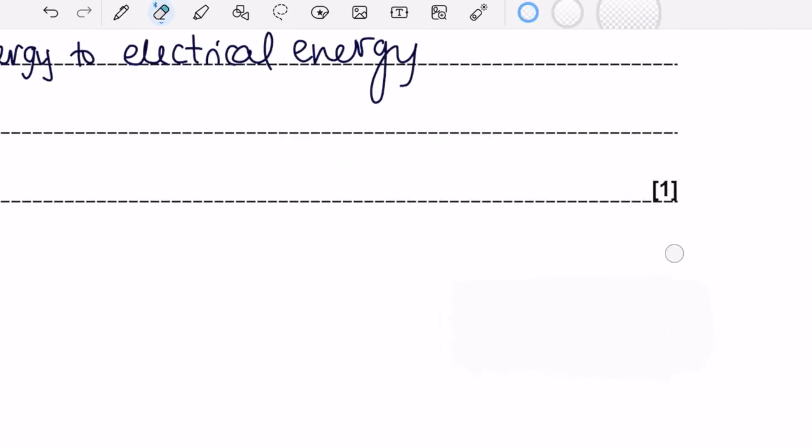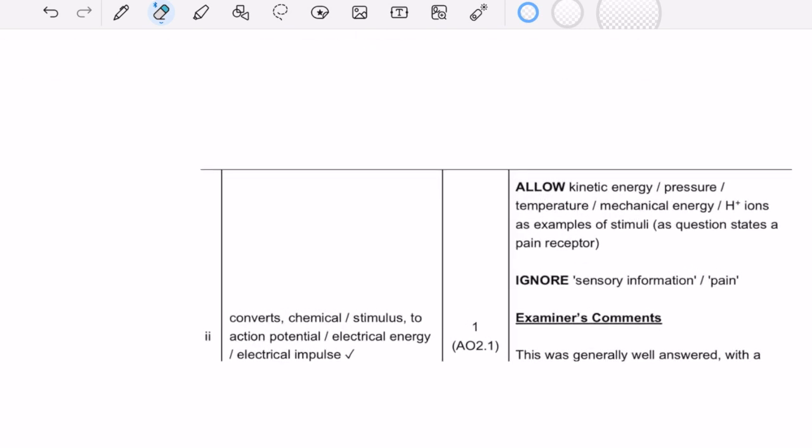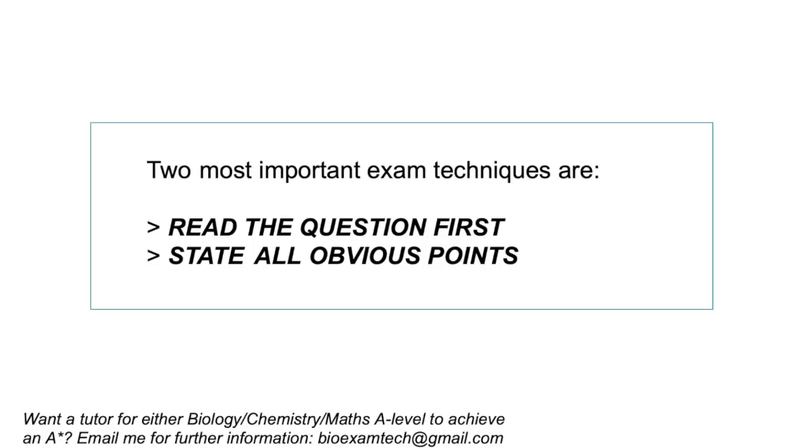Let's check. See how it didn't say in general terms what a transducer is. It was linking to the fact that it was talking about a pain receptor. So always identify what form of energy is going to what. So we got that. That's great. Okay. So now it's your go. Try some questions and let me know how it goes.